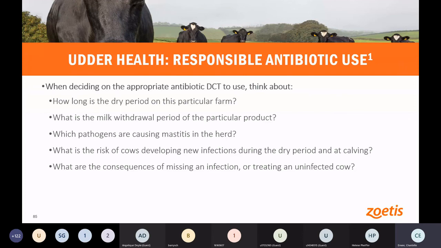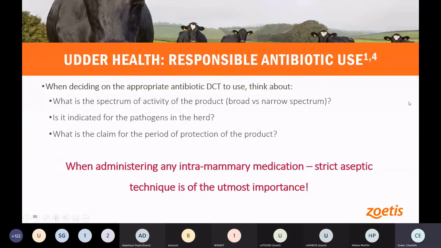Look at risk factors for animals developing new infections during the dry period and at calving. And then what are the consequences of missing an infection or treating an uninfected cow? So it's your sensitivity versus your specificity, right? What do you regard as more important: identifying the true positives, or perhaps treating some of the uninfected animals with an antibiotic? What is the spectrum? Is it a broad spectrum? Is it a narrow spectrum?